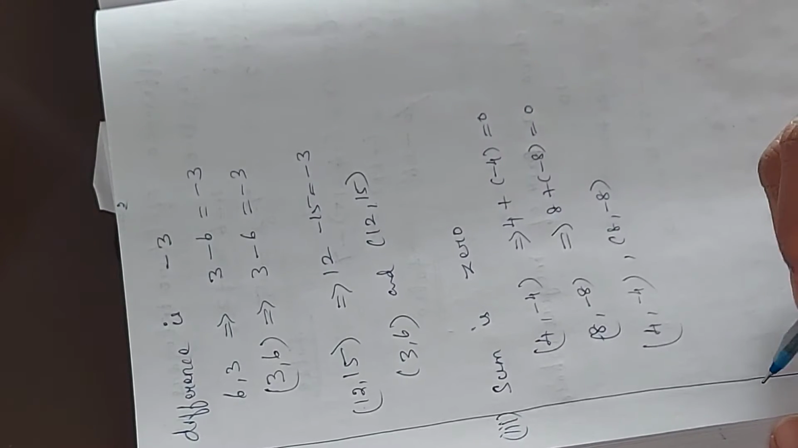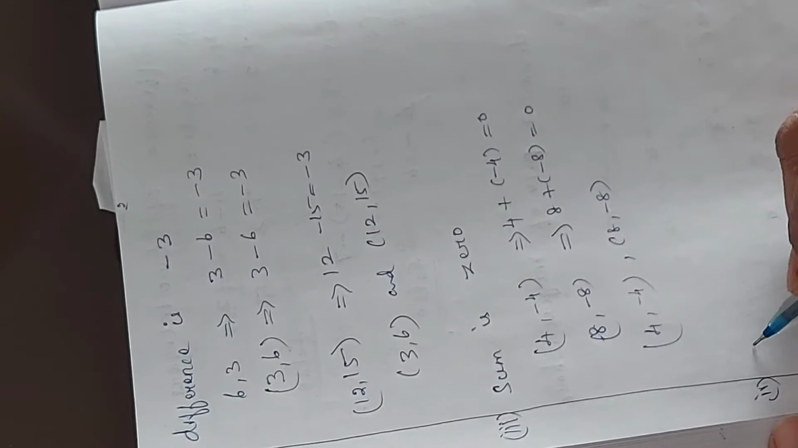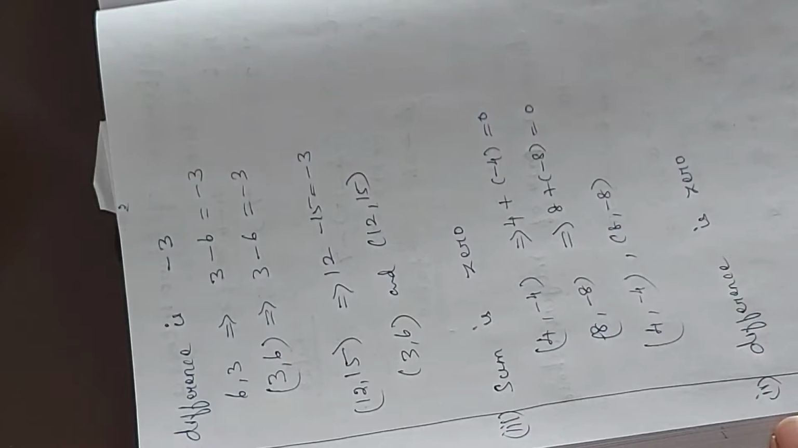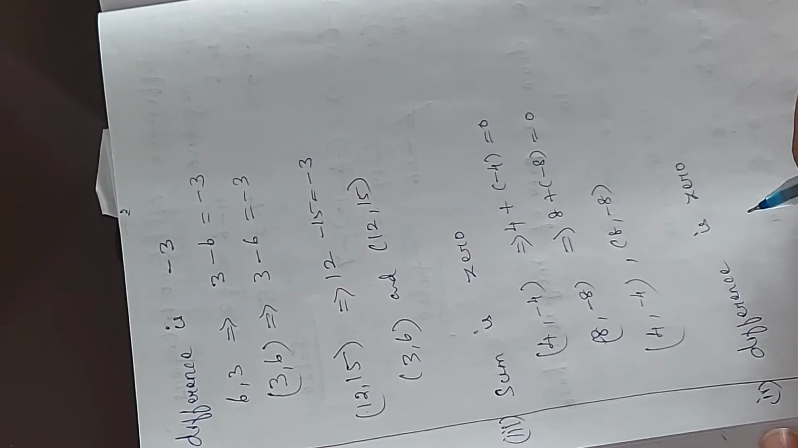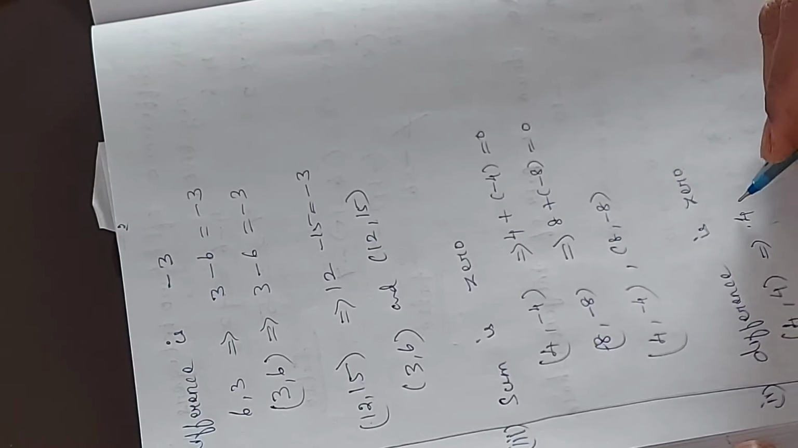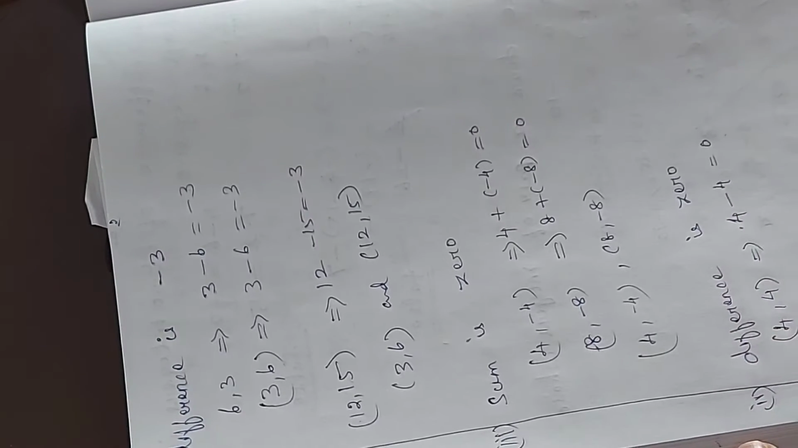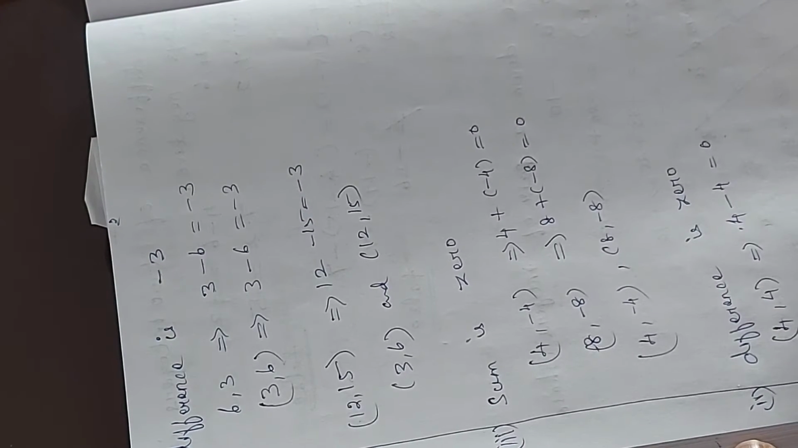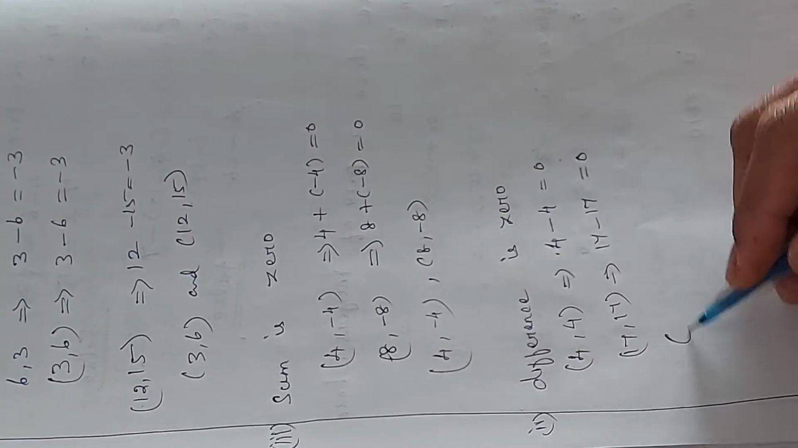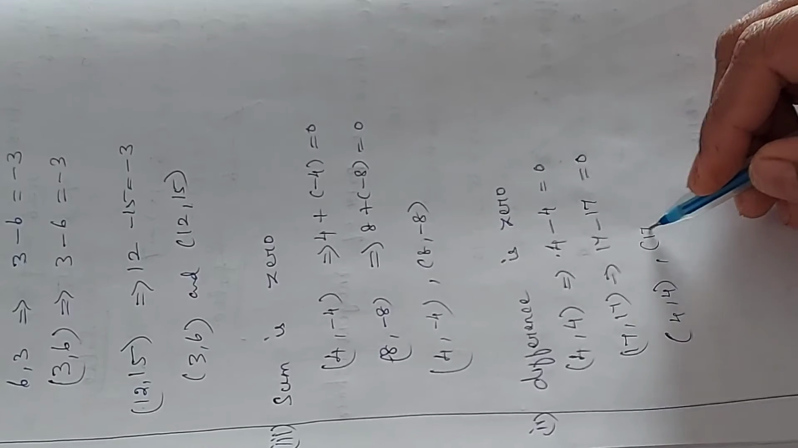Okay, children. Next, the fourth subdivision: the difference should be equal to 0. To get the difference equal to 0, I have to take the same number in the same sign. If I take 4 comma 4, then the difference is 4 minus 4, which is equal to 0. Again, if I take 17 comma 17 and find the difference between 17 and 17, it will automatically give 0. So the answer is 4 comma 4 and 17 comma 17.